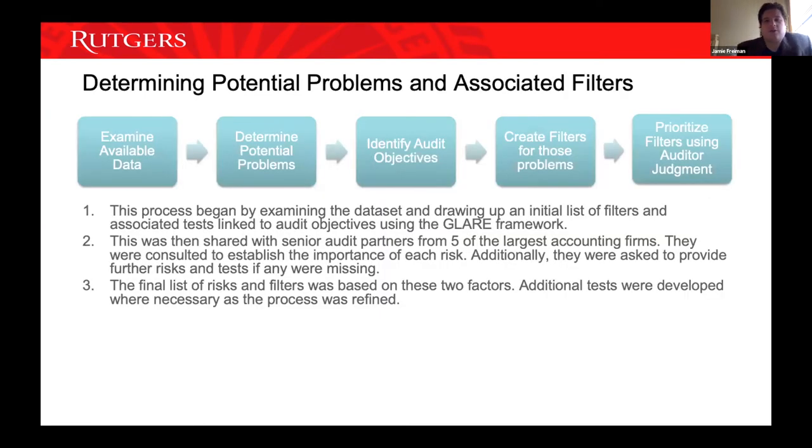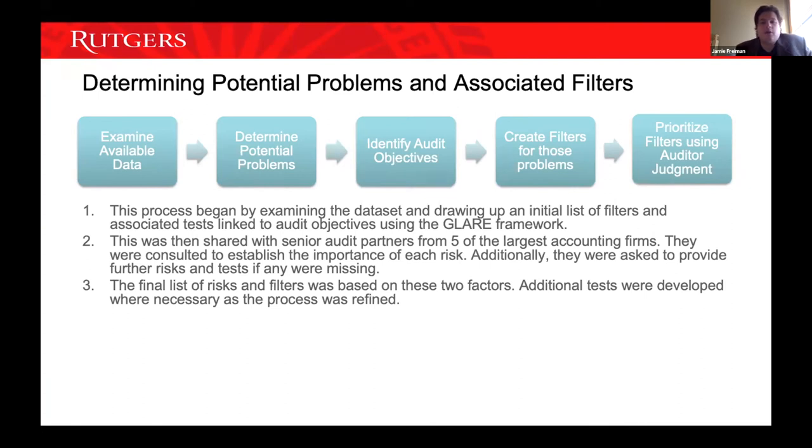So this was the process we used to determine the different filters. Essentially, we had all this available data that we started by examining. We determined some potential problems that might exist, and we used that GLARE framework that I mentioned as a jumping off point for determining what problems might be there. You'll see in a little bit, when I describe the filters, how that fits in with the framework. The framework directly links these problems to different audit objectives as well. So you'll see how the different filters directly target individual audit objectives.